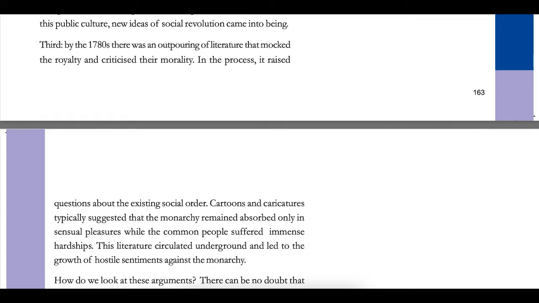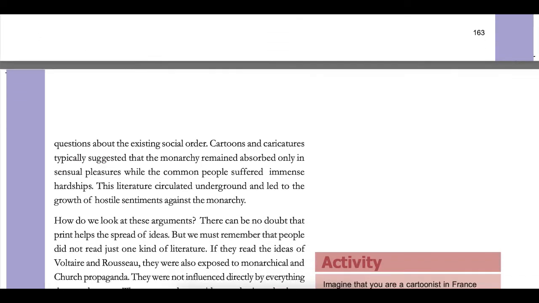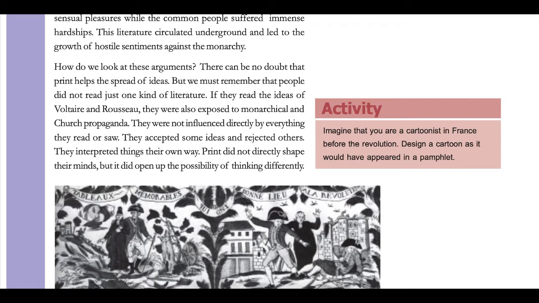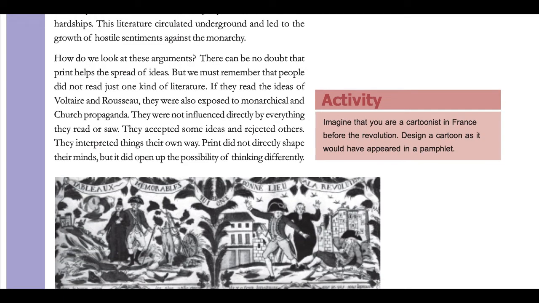Third, by the 1780s, there was an outpouring of literature that mocked the royalty and criticized their morality. In the process, it raised questions about the existing social order. Cartoons and caricatures typically suggested that the monarchy remained absorbed only in sensual pleasures, while the common people suffered immense hardships. This literature circulated underground and led to the growth of hostile sentiment against the monarchy.